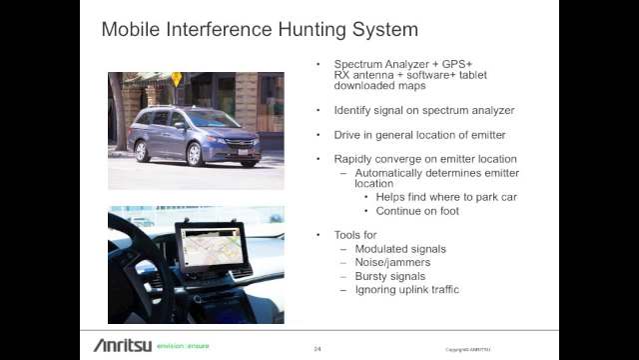That system has tools for various kinds of interference signals, including modulated signals, noise or jammers, bursty signals, we talked about that a little bit earlier, as well as for ignoring uplink traffic. And usually interferers in the uplink are the biggest problem. Sometimes they're in a guard band, they're easy to see, but sometimes they're right in the middle of the uplink spectrum. And you really need a way to get rid of that uplink traffic to be able to see the emitter.